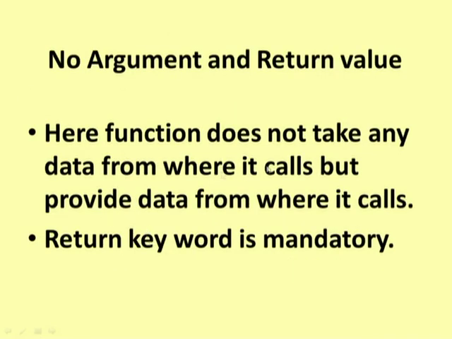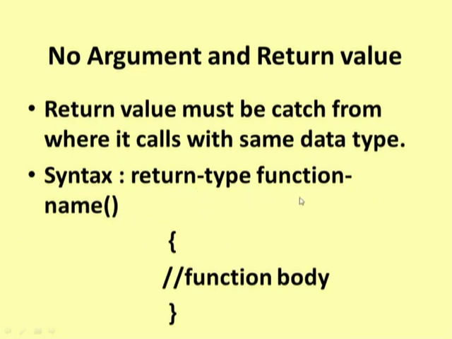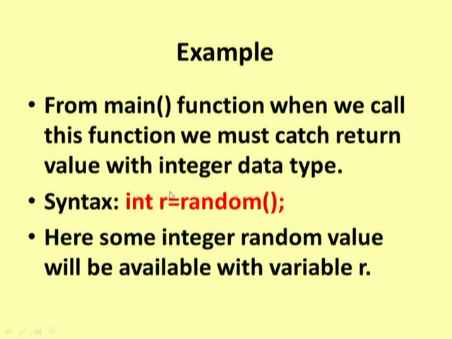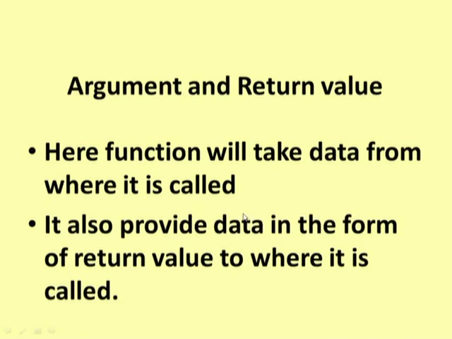Next, no argument and return value, meaning when the function is called, it does not take any data from where it is called, but it provides a value to where it is called. The syntax should be the return type of the function, function name, and then the function body. For example, a random function generates a random number and returns it, so the data type of the random function is required, but no need to pass any value. When we call this function, we have to catch the value, which is an integer value, so the statement should be integer r equal to random. Clear?